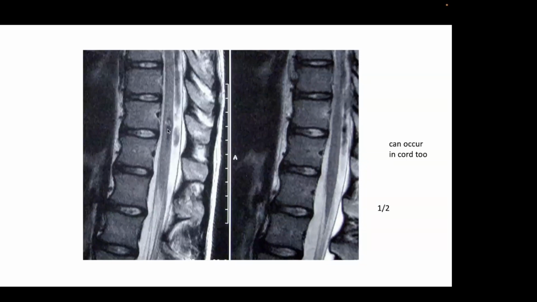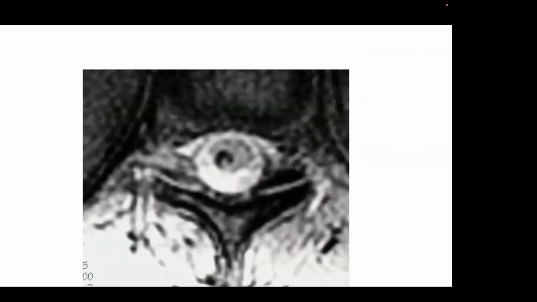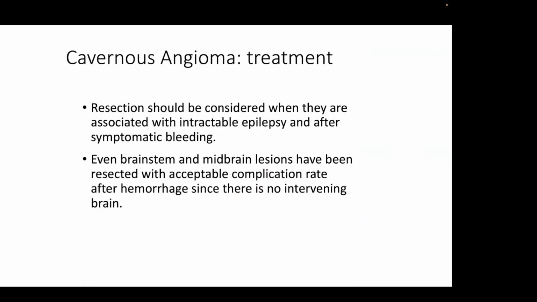Cavernomas can also occur in the cord, right? So even this looks like a cavernoma that you might see in the brain, with this kind of intermixed signal and some signal dropout on the T2 weighted scan. So just because it's in the spinal cord does not mean it's not a cavernoma. And here you see on the axial scan, the low signal intensity from the hemosiderin.